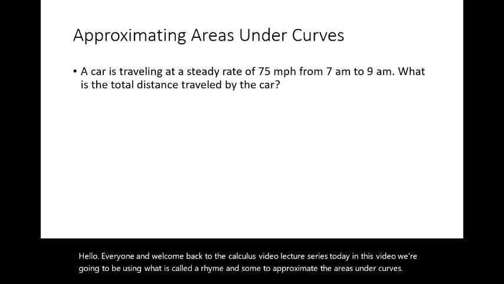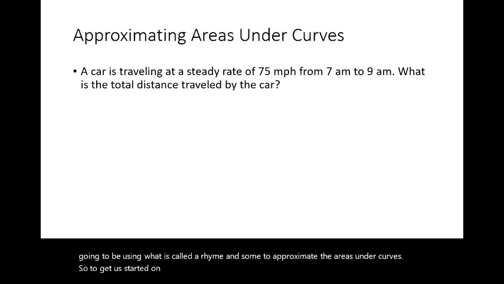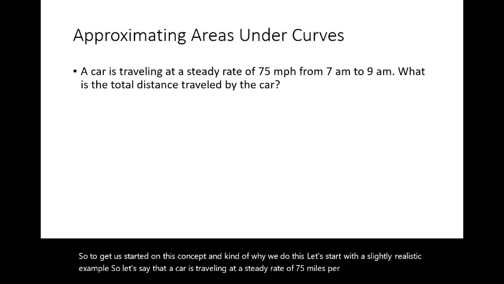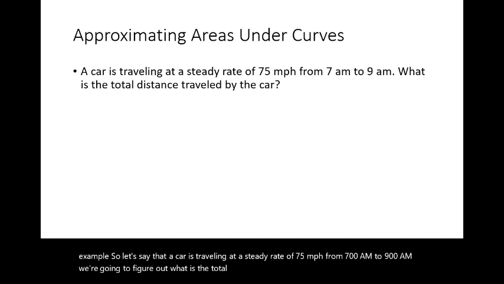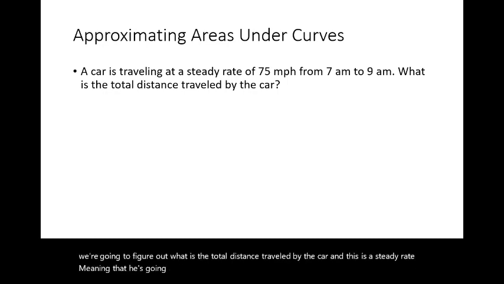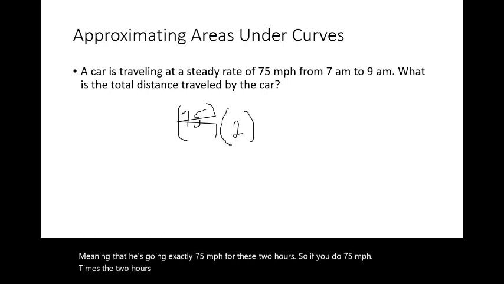So to get us started on this concept and why we do this, let's start with a slightly realistic example. Let's say that a car is traveling at a steady rate of 75 miles per hour from 7 a.m. to 9 a.m. We're going to figure out the total distance traveled by the car. This is a steady rate, meaning he's going exactly 75 miles per hour for these 2 hours. So 75 miles per hour times the 2 hours traveled gives a total distance traveled of 150 miles.